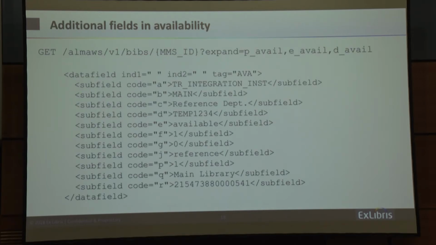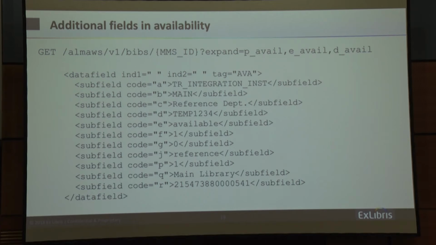So someone asked before in my first talk about how you can get back availability information. So this is using the bib API, right? So it's bibs and then a particular MMS ID. By the way, you can also do this and get a list of bibs back. So these availability expand parameters work on a single bib and also on multiple bibs. Okay, so for example, you might get a whole list of bibs and be able to show availability for all of them with one single call.